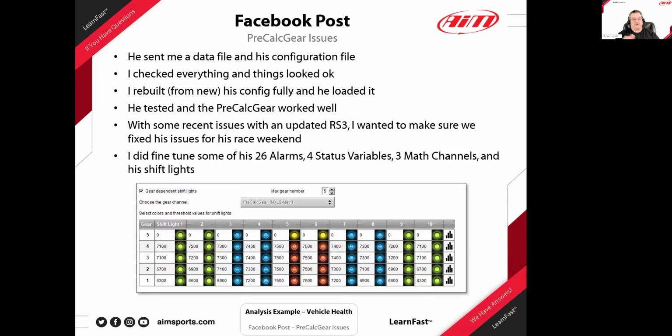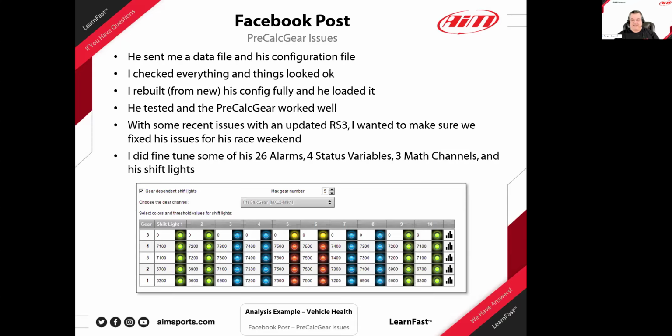So I went to rebuild his configuration, and he had a fairly complex configuration on his MXL2. He's been playing with all sorts of things. He had 26 alarms, 4 status variables, 3 math channels, and shift lights and some other things in there. So I copied it over into a brand new configuration and sent it to him. He uploaded it, went out in the next practice, I think, and everything worked the next time out on the track. So, all perfectly good.